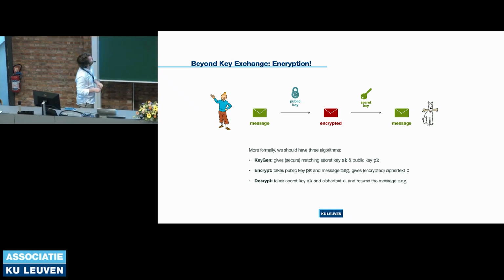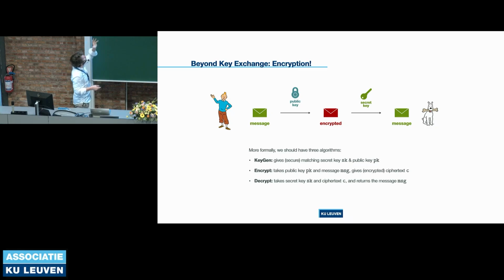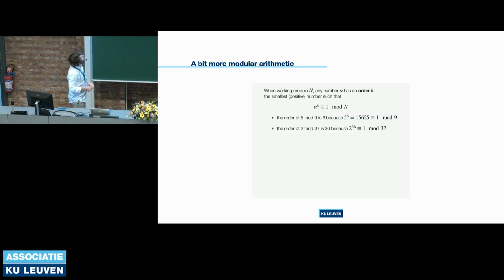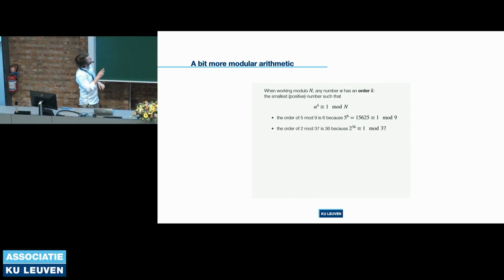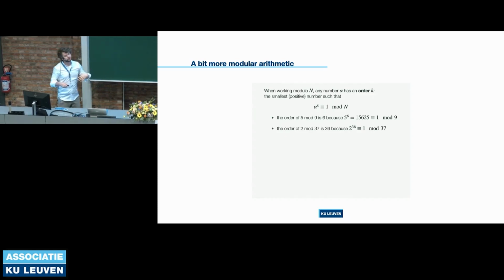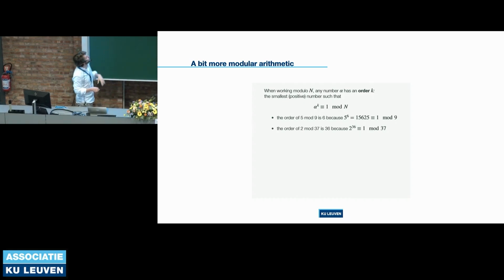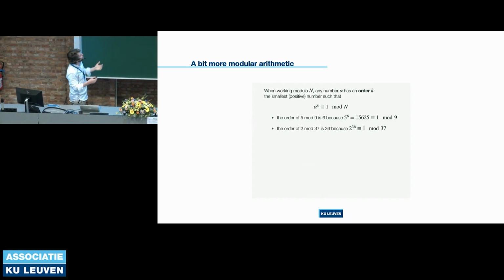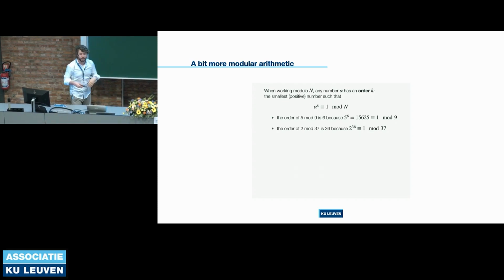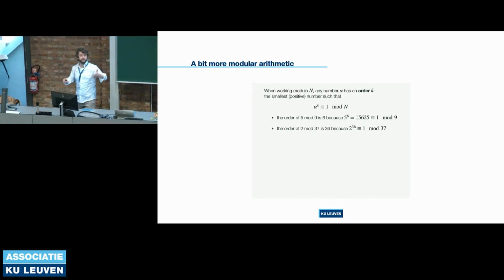To get to these 3 algorithms, or to get to a nice description of this, we need a bit more modular arithmetic. So I mentioned this before, the thing about the order. What was the order? Well, in the elliptic curve case, it was the smallest number so that you would end up at infinity. But when you're just doing modular arithmetic, it's essentially the smallest power that you can take to get 1.